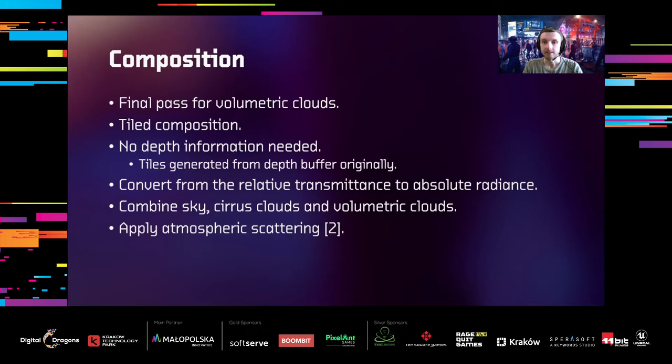The composition pass takes care of sky and cloud integration into the main lighting buffer. It combines a physically based sky model, cirrus clouds made of simple planar cloud textures, and volumetric clouds. The conservative tile generation process mentioned before makes it possible to compose clouds in the scene with simple and efficient depth testing. There is no need for depth-aware upsampling or any other fancy upscaling algorithm.